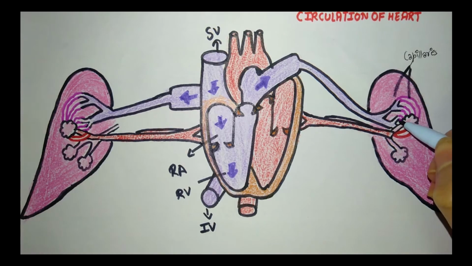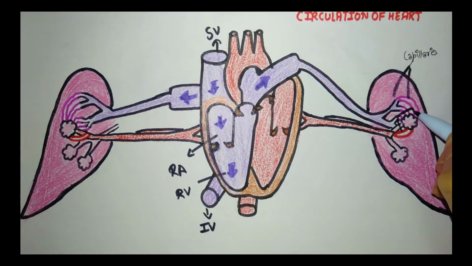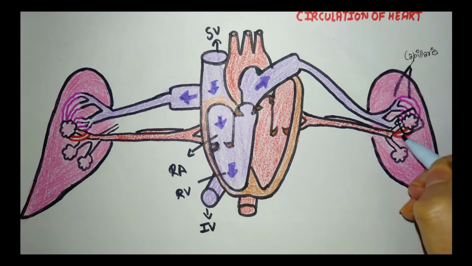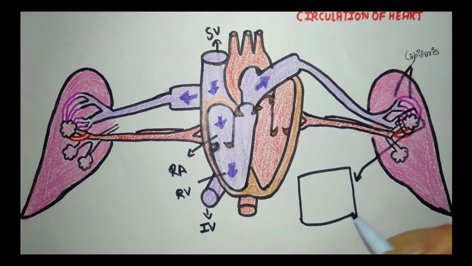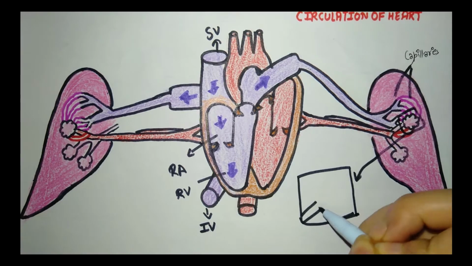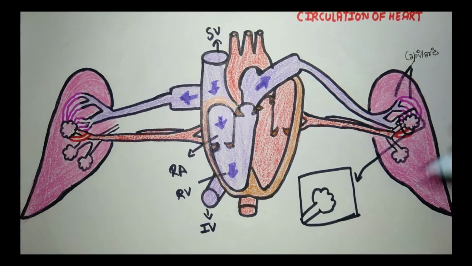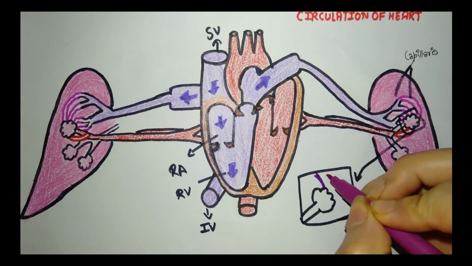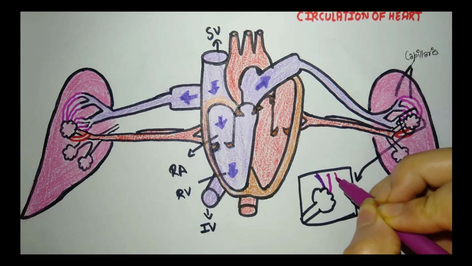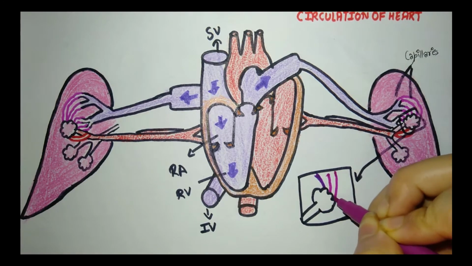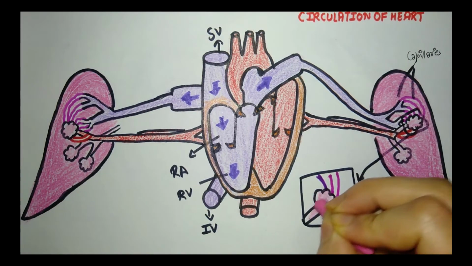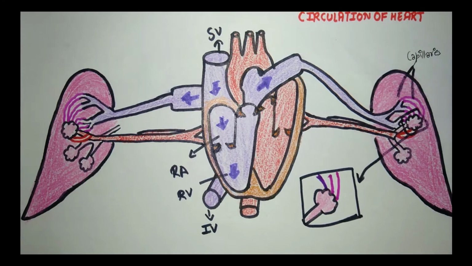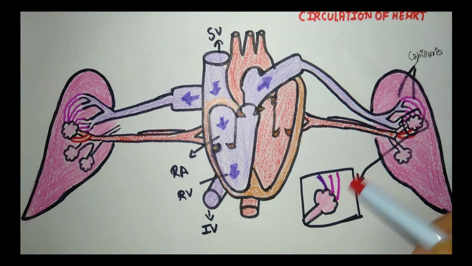At first, let's enlarge this part here. And this is the alveoli, and these are the capillaries here. As we have enlarged this certain part, I will color the alveoli. So the diffusion of the gases takes place between the alveoli and the capillaries here.